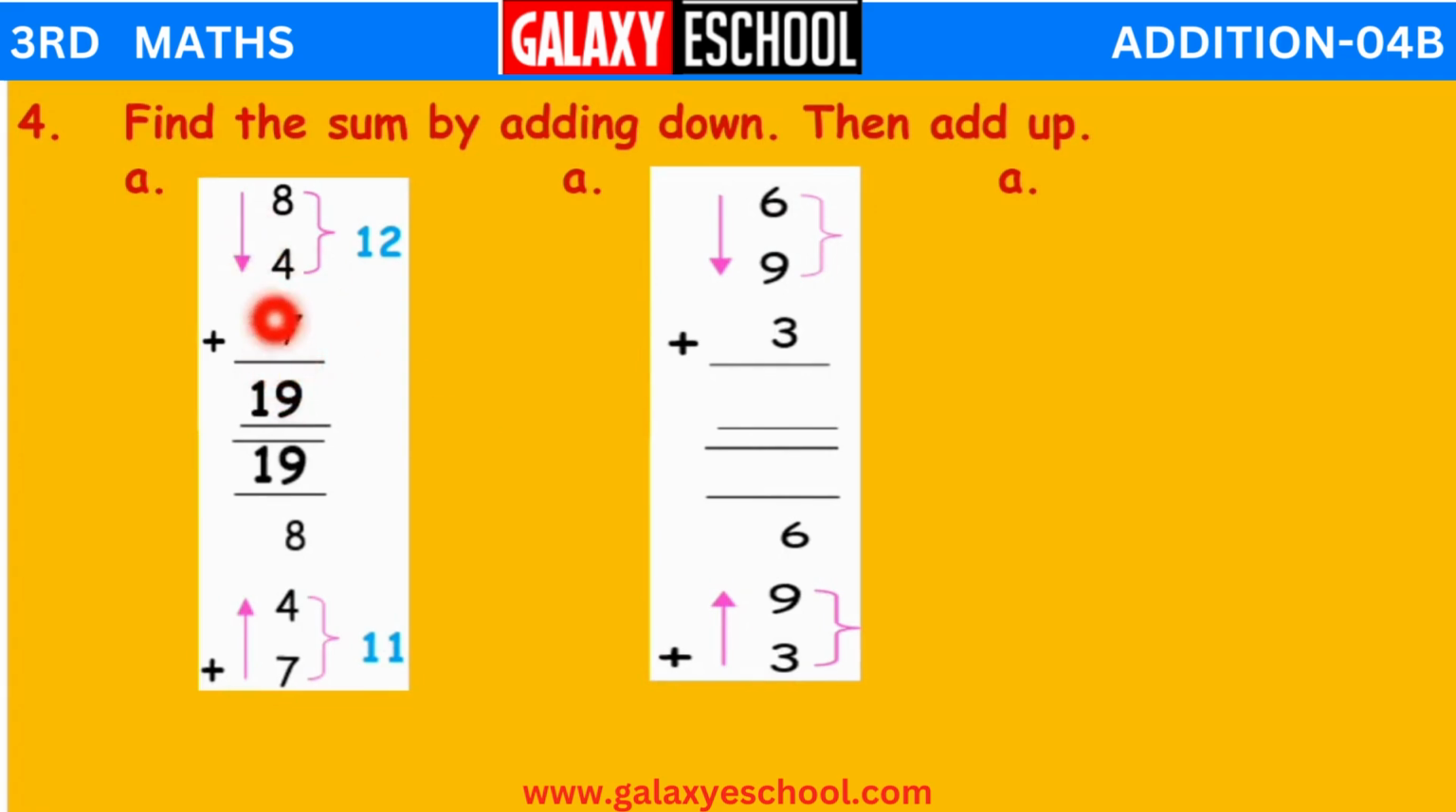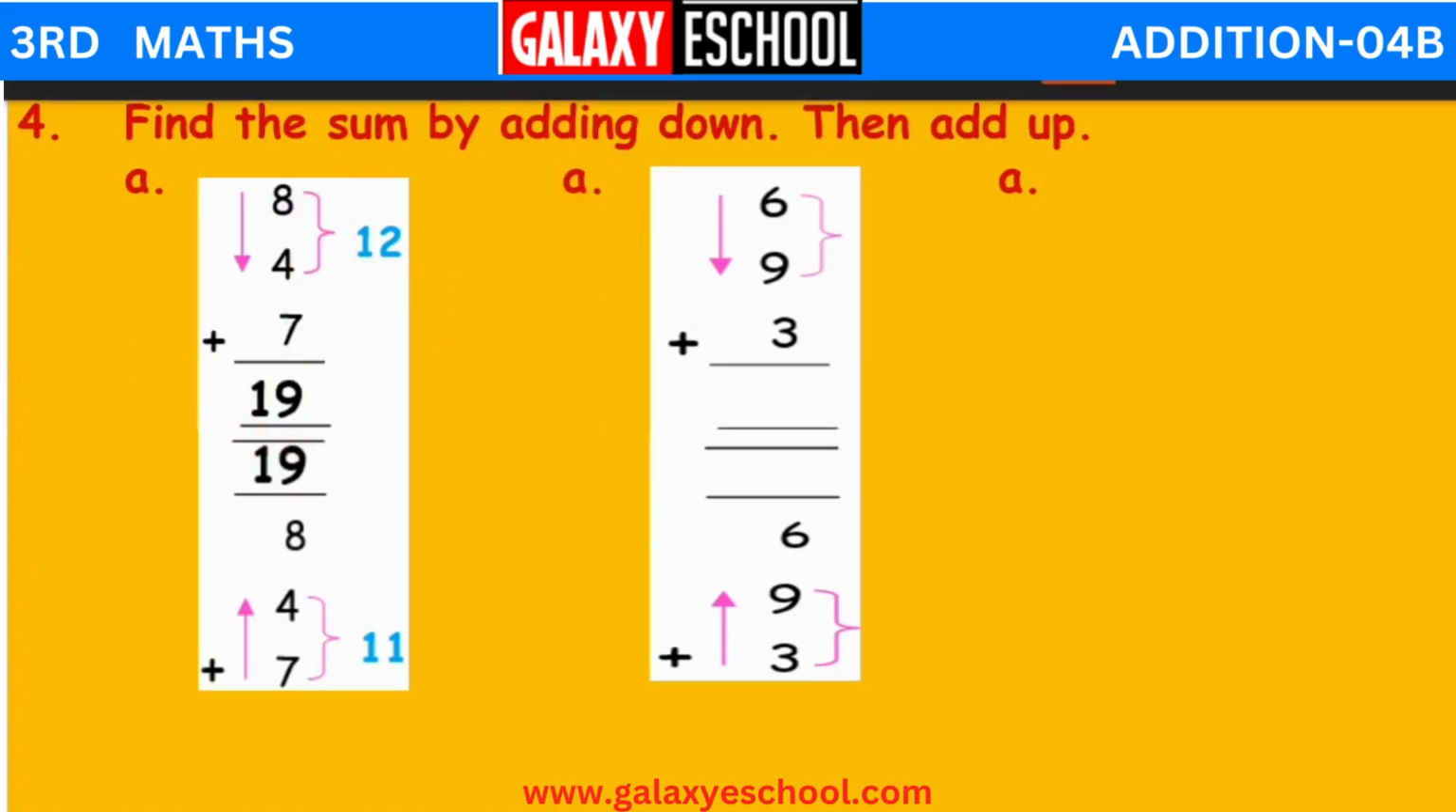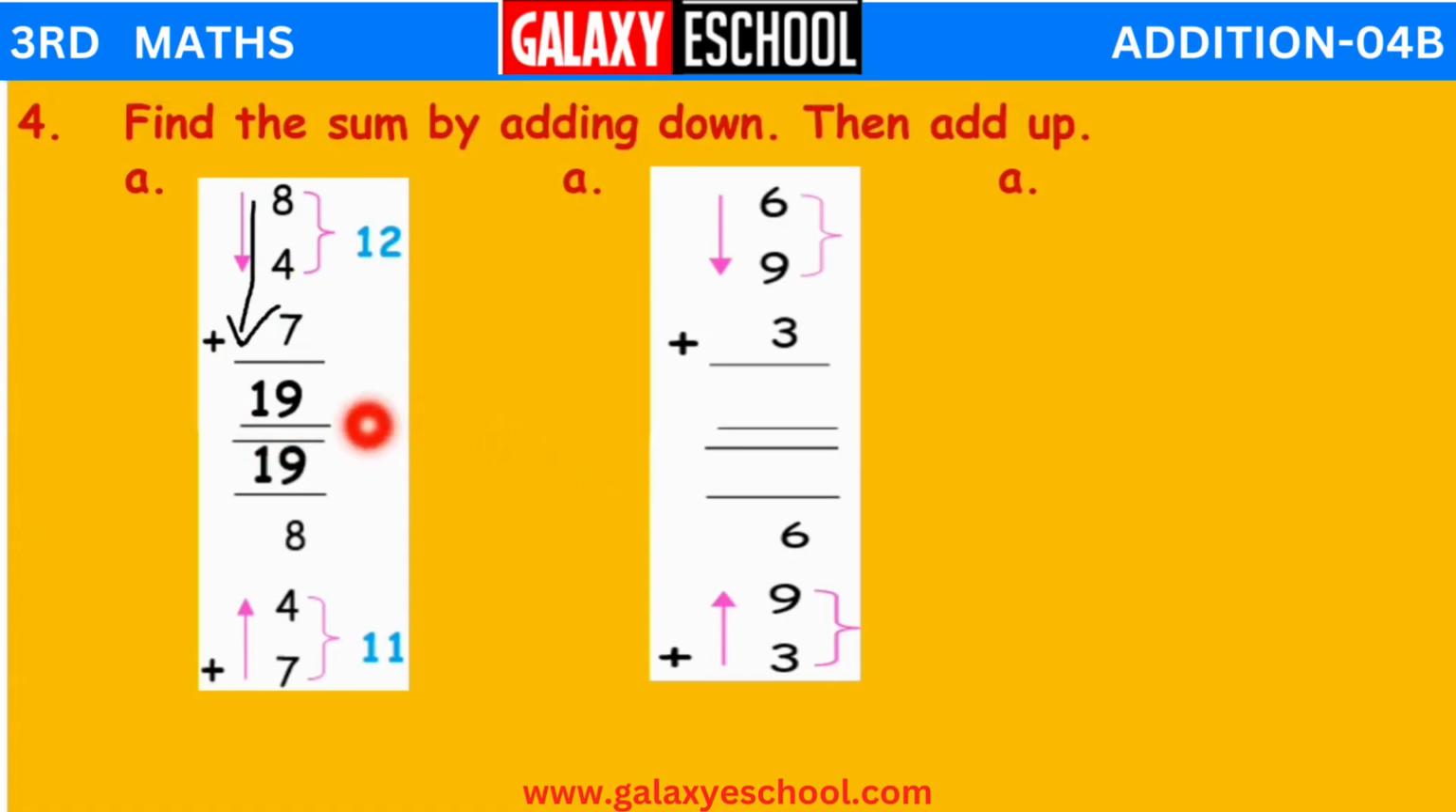How will we add? First we add 8 plus 4. 8 plus 4 becomes 12. Yes. 12 plus 7 becomes 19. Am I right? Yes. This is how we add. This is called adding down. We are moving downwards, right? So it is called adding down.